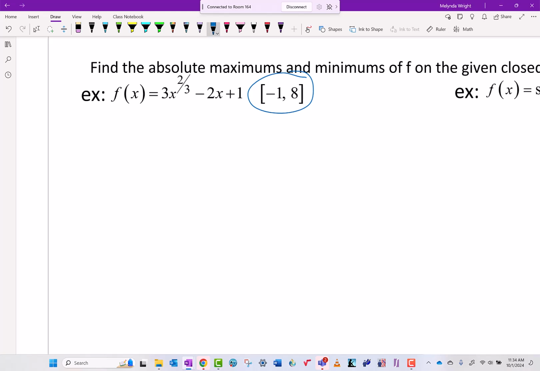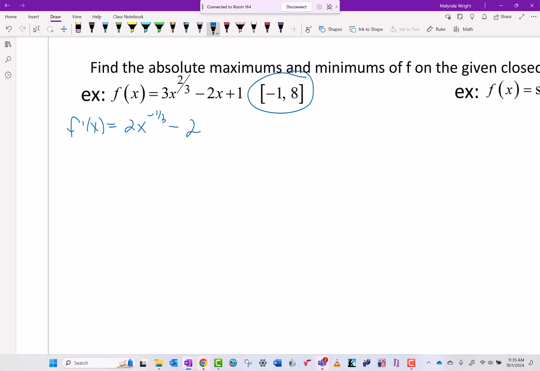So I need to find the derivative. F prime would be, we're using a power rule. Let's see, 2/3 times 3 is what? 2. X to the 2/3 minus 3/3 is negative 1/3, minus 2. Okay, there's my derivative. So to find the critical numbers, what do I need to do? I need to set it equal to 0.